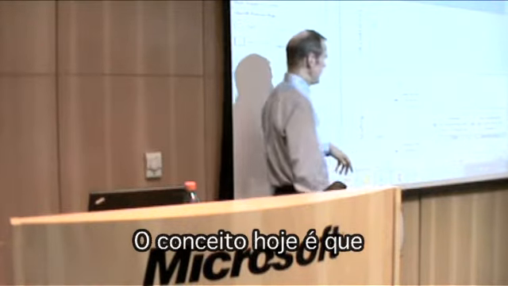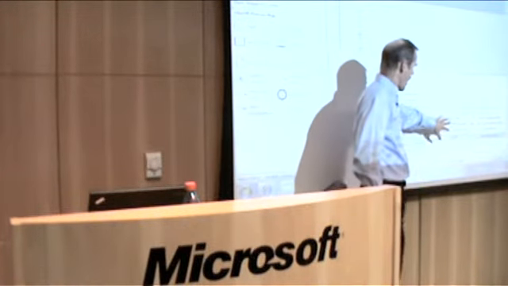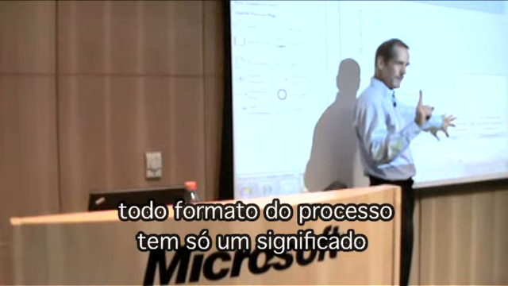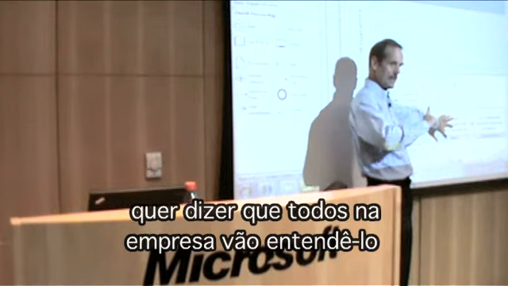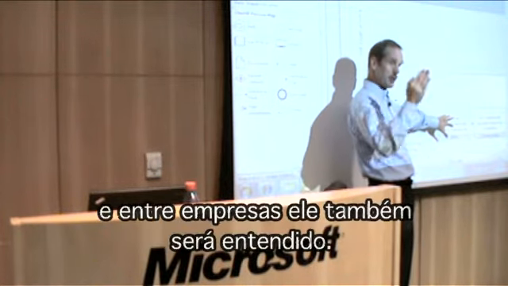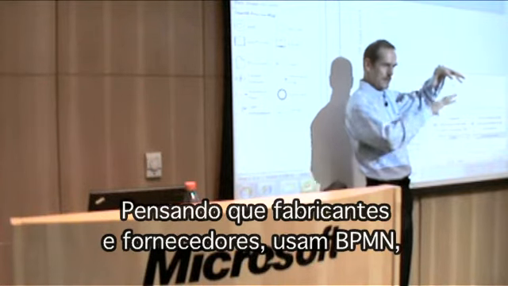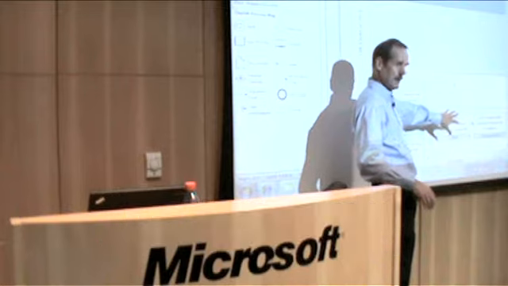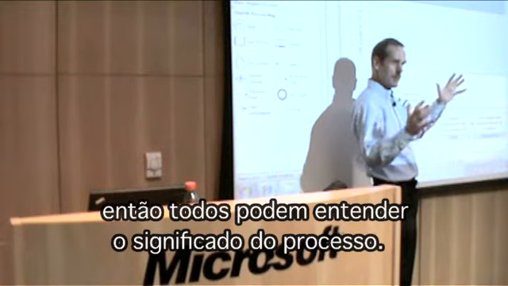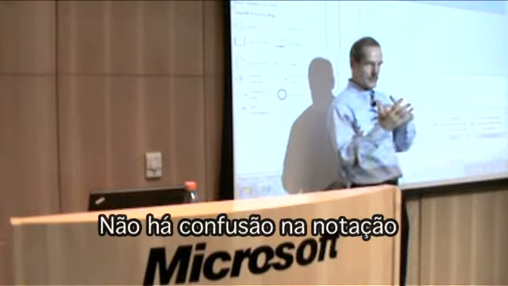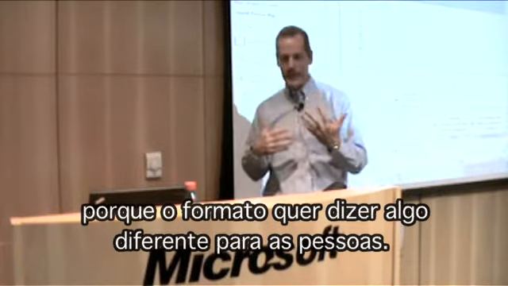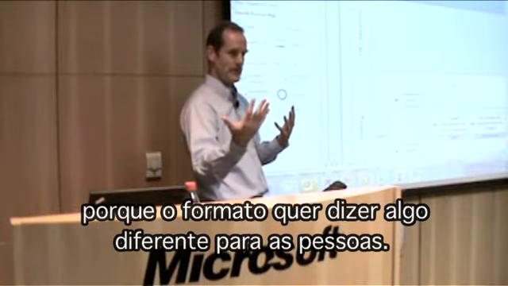But the concept here is that all process shapes have one meaning, and it means anybody across the company can understand it, and across companies can understand it. So if you think about a manufacturer and suppliers, if they're all using BPMN, then they can all understand what the processes mean. There's no confusion in the notation because a shape means something to one person and something different to someone else.